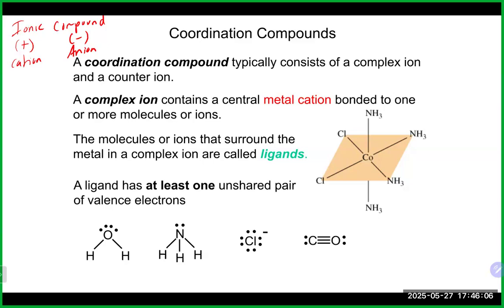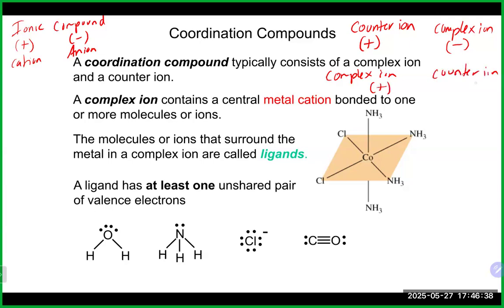It is made up of really two things. It is made up of a counter ion to balance out the charge, and it's made up of a complex ion. And in certain situations, your counter ion can be positive and your complex ion can be negative. But you could also have a situation where your complex ion is positive and your counter ion is negative. So you can have a counter ion that's positive or negative and a complex ion that's positive or negative. They will be opposites of each other.